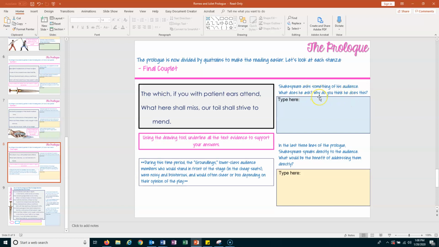What does he ask? Why do you think he does this? In this couplet, he's asking them a specific question, so you have to decipher what that is. And in the last three lines of the prologue, Shakespeare speaks directly to the audience. What would be the benefit of addressing them directly?